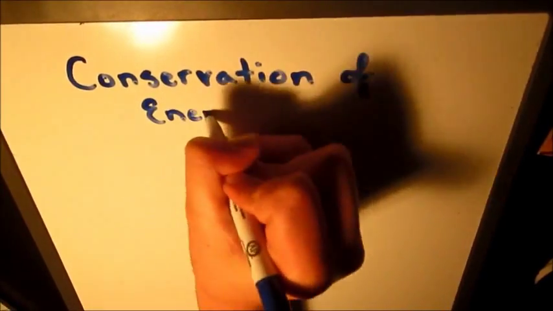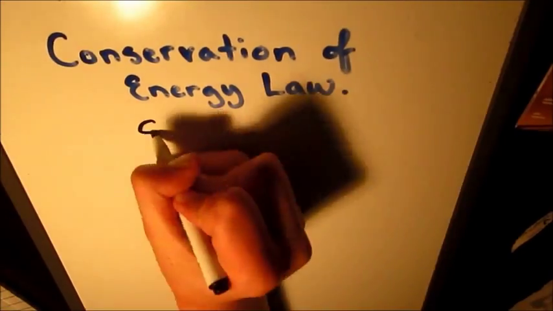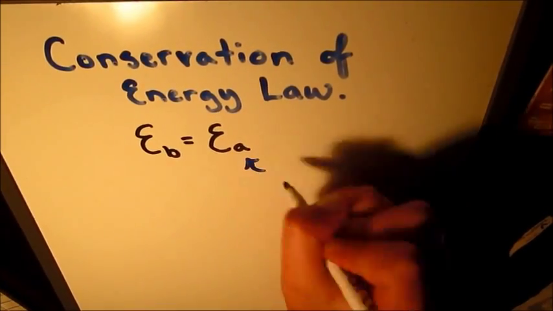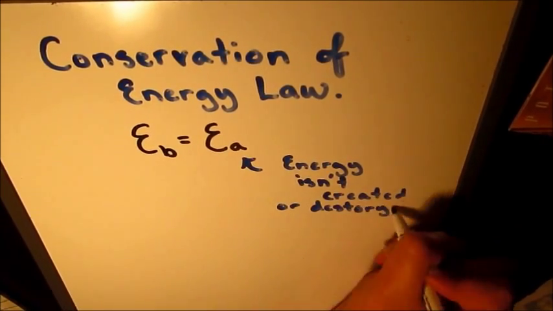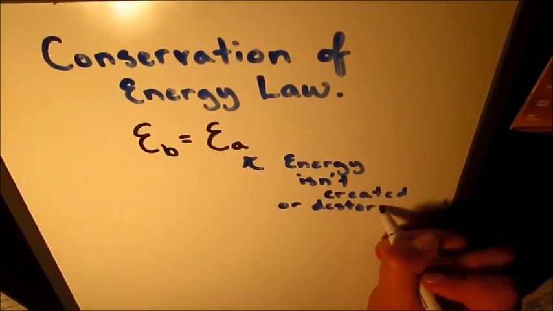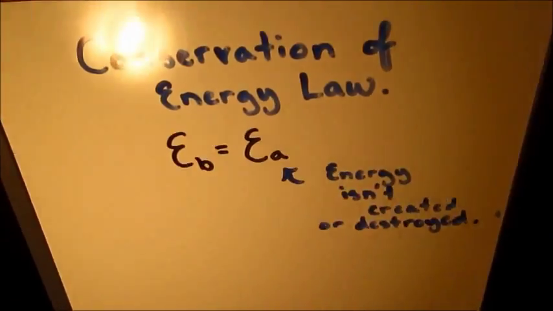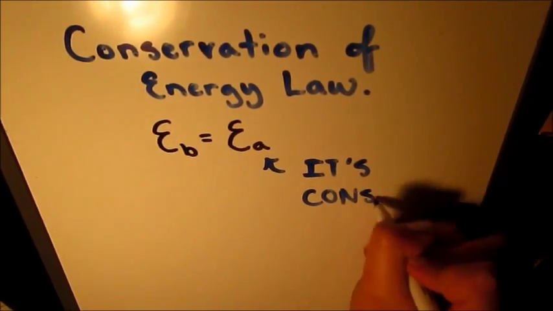And in order to determine the drag, we will be examining the conservation of energy law. The equation we will be working with is E before equals E after. In this case, the gravitational potential is converted into kinetic energy. The energy is neither created nor destroyed. It's conserved.